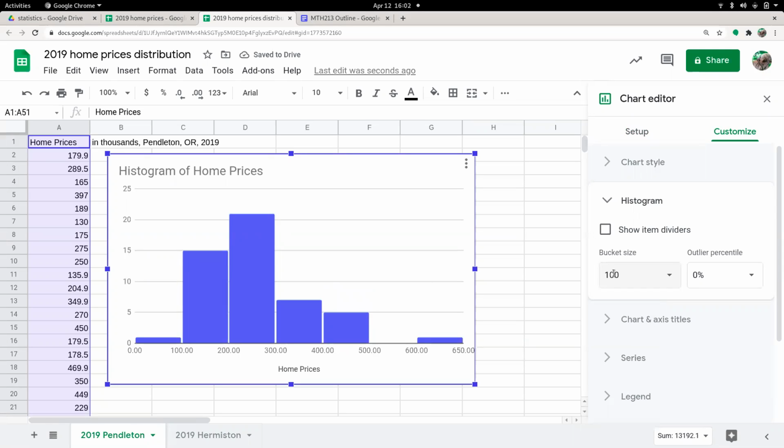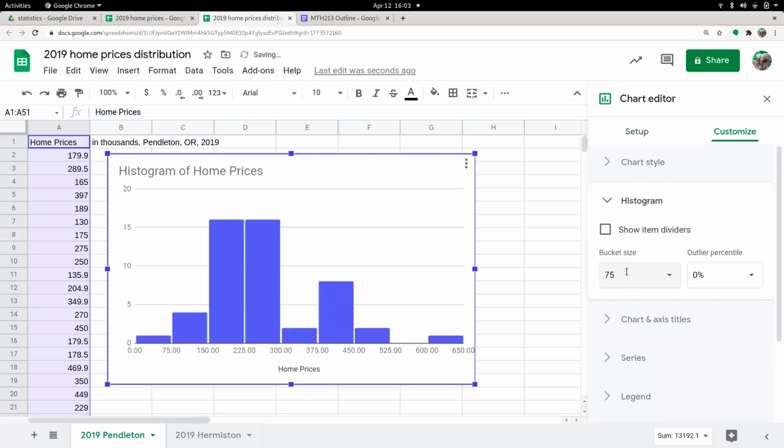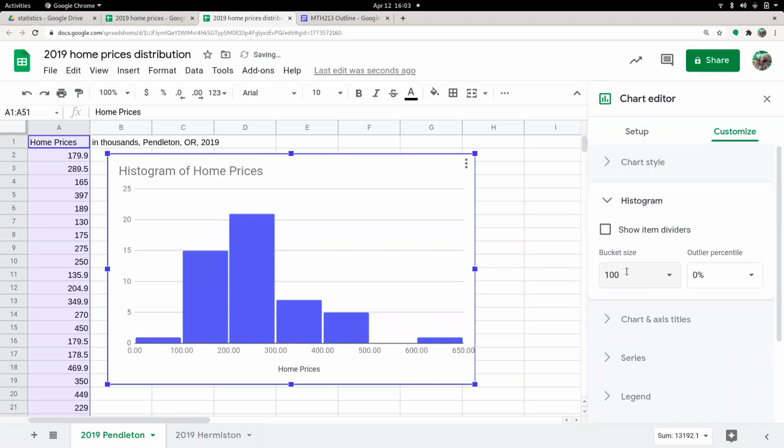Okay, so notice it looks similar, but the numbers at the bottom are nicer, cleaner. And I have 1, 2, 3, 4, 5, 6, 7 groups. That's okay. And remember, there is no best histogram, and you got to make a couple and decide which one you like. Don't like that one. What if I went like 75? I think I'm going to go with the 100. Okay, so there's my histogram.